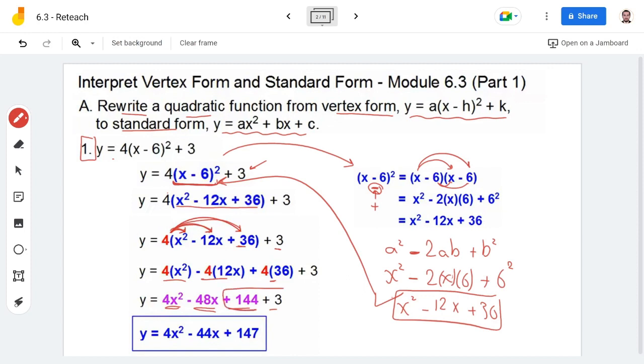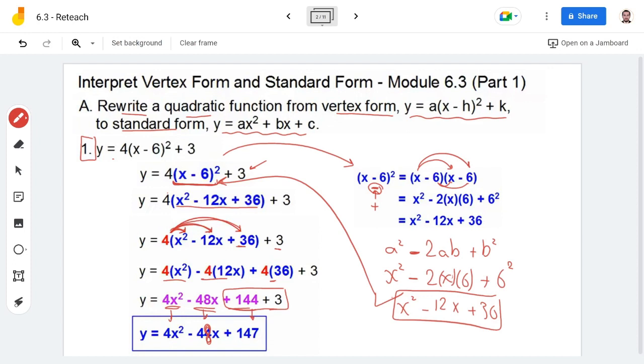So we have 44 and 3, the same term, so we combine them. So the final 4x squared minus 48x, sorry, this should be 144, not 44. That's fine, so you can just do it correctly. 144 plus 3, which is 147.